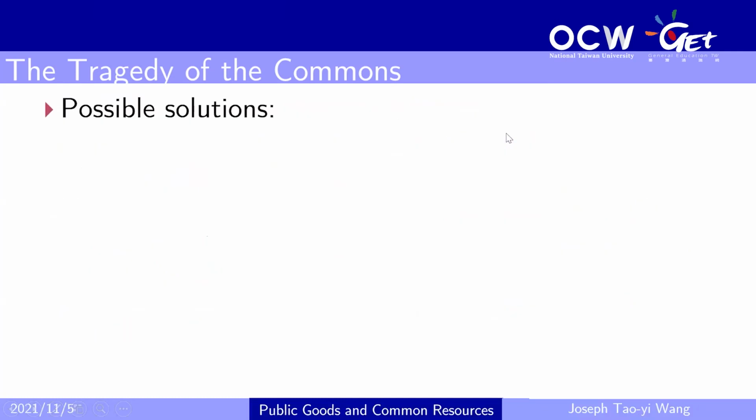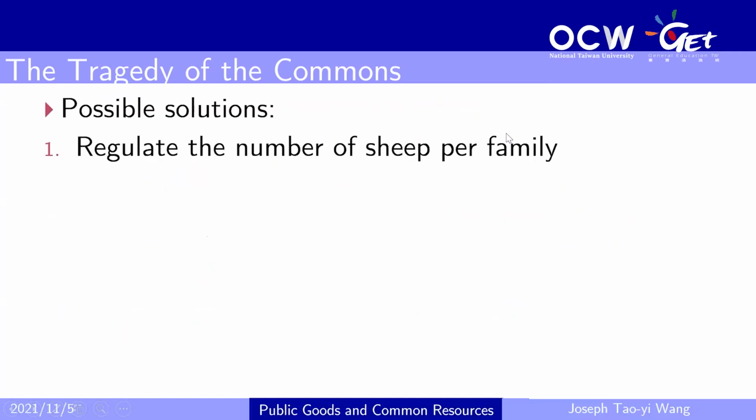All right, so what can we do with this problem? You can imagine some kind of regulation, like you can only bring this amount of sheep per family to the grassland every day or every week or whatever. And so then you can reduce the amount of usage of these common resources. So in some sense, this is very similar to what we saw in the externality chapter, where when you have negative externality, one thing you could do is regulation. You say, oh, you cannot pollute beyond this amount, and so on.